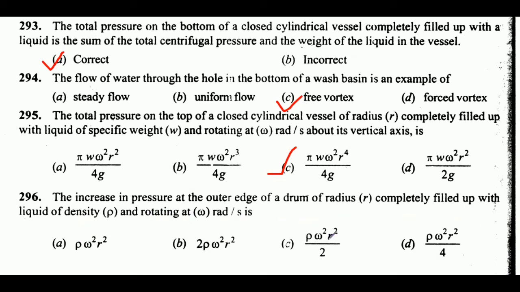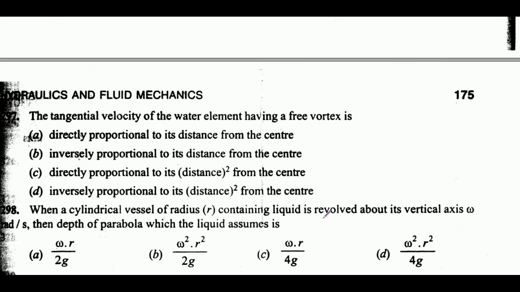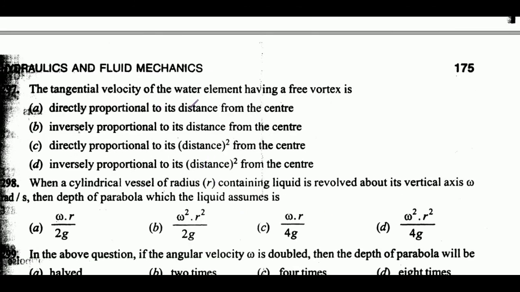Next is, the increase in pressure at the outer edge of a drum of radius r completely filled up with liquid of density rho and rotating at omega radian per second is. Here friends, these are the options, and here the correct answer is option C, that is rho omega square r square upon 2. Next is, the tangential velocity of the water element having a free vortex is. Here friends, these are the options, and here the correct answer is option B, that is inversely proportional to its distance from the center.